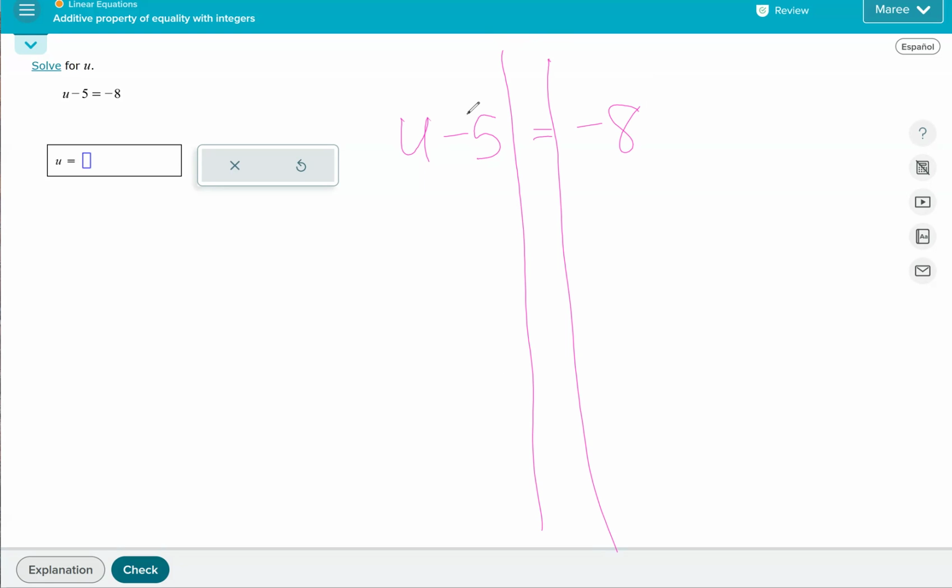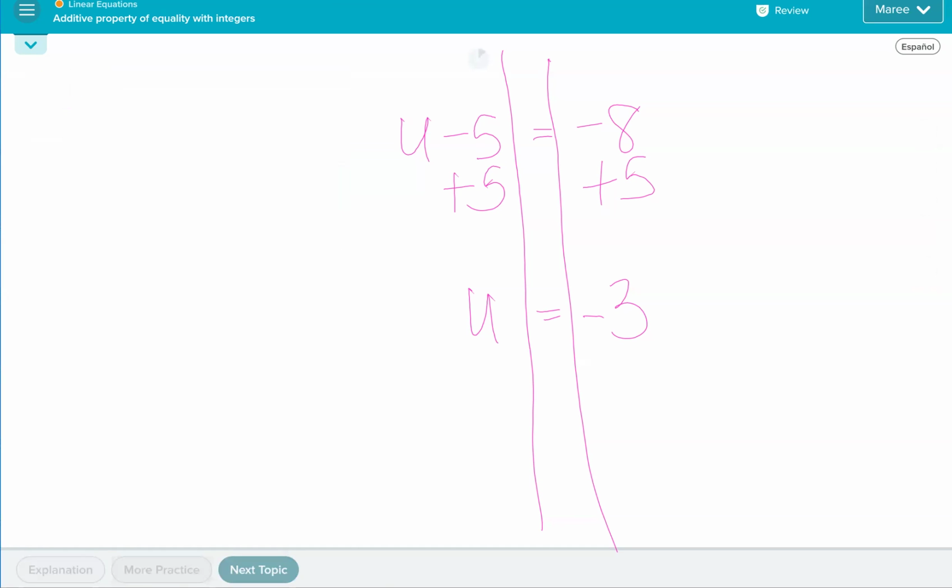So because 5 is being subtracted, we want to add 5. So negative 5 plus 5 gives us 0, which will leave us with just u. So we need to add 5 to negative 8. Negative 8 and positive 5 have opposite signs, so we do 8 minus 5, which is 3. Because negative 8 is farther away from 0, or has a greater absolute value, we need a negative in front of our answer. So that one is negative 3.